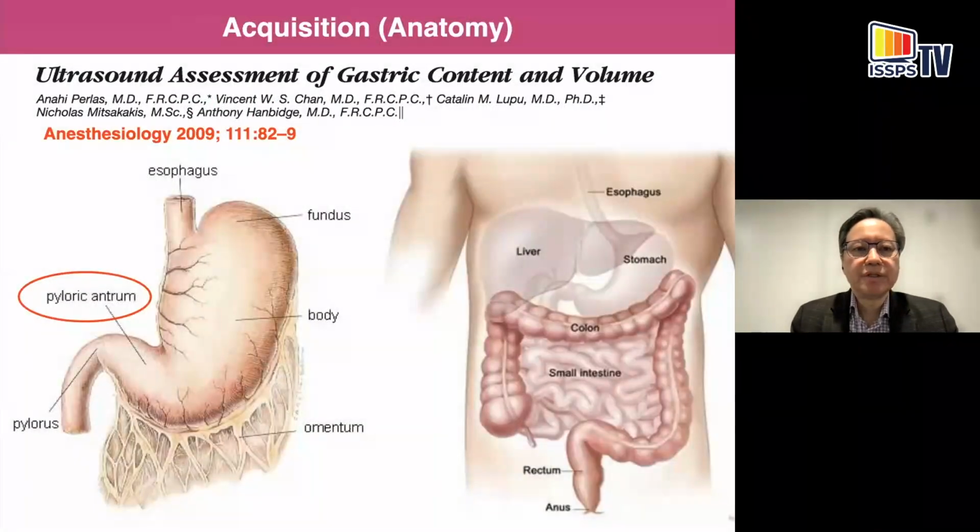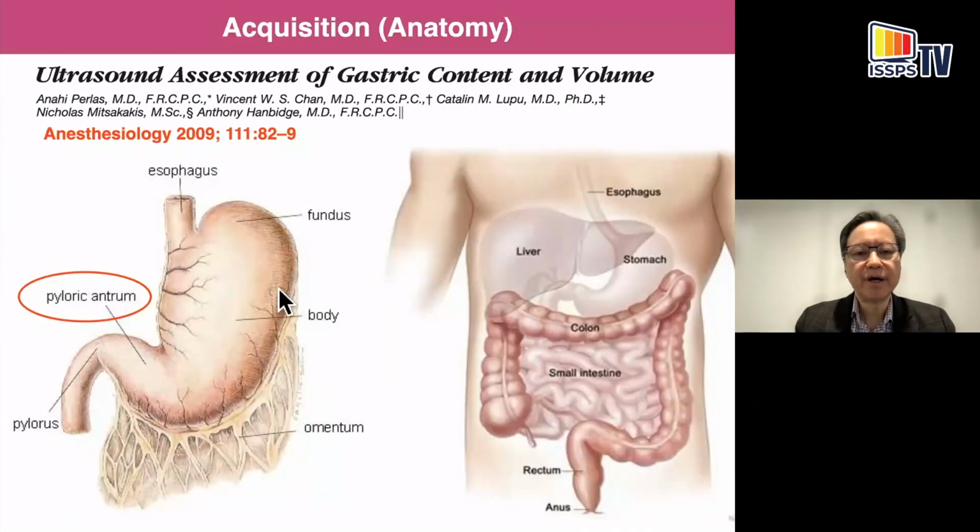So this is the first study we did to look at the gastric content and volume with the help of a radiology colleague. We began to scan the stomach, and we realized that the pyloric antrum is the best place, the most distal part of the stomach to scan. It's very consistent, it's superficial, it's consistently found in the epigastric area. And you can also scan through a very nice acoustic window through the left lobe of the liver.